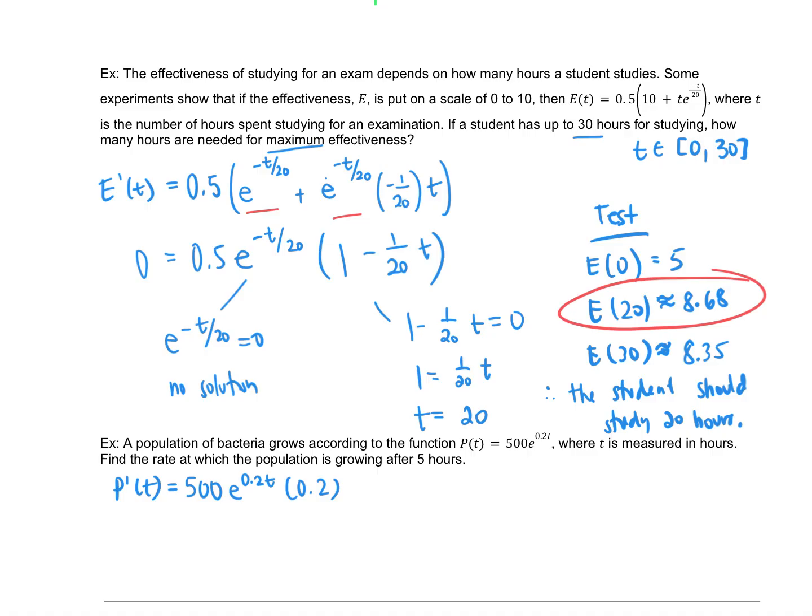And now I'm just going to plug in 5 for the time. And if I do that, I get approximately 272 bacteria. And time is in hours, so per hour. So at exactly 5 hours, this is the population growth.